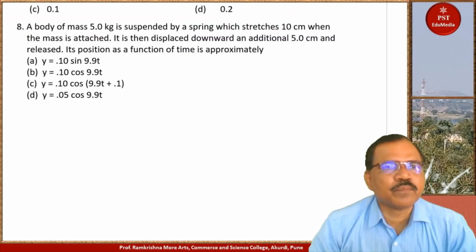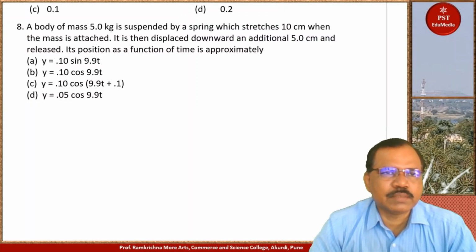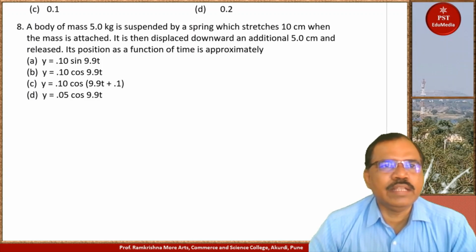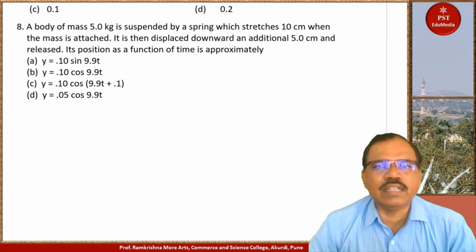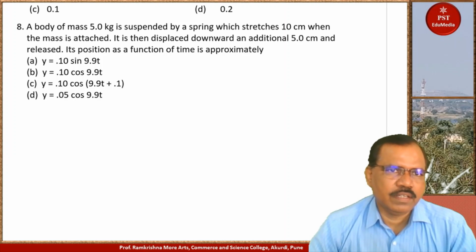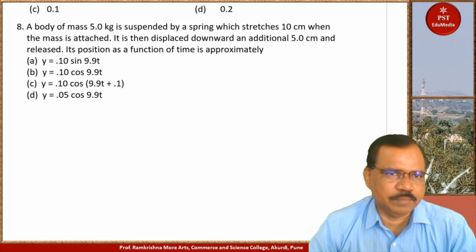Eighth question is, a body of mass 5.0 kg is suspended by a spring which stretches 10 centimeter when the mass is attached. It is then displaced downward an additional 5 centimeter and released. Its position as a function of time is approximately.